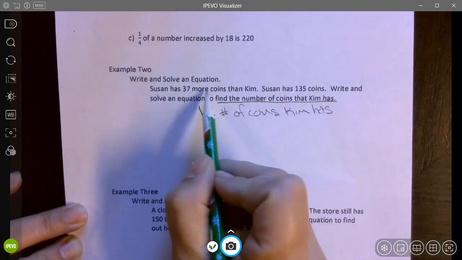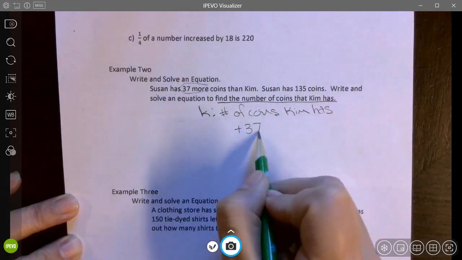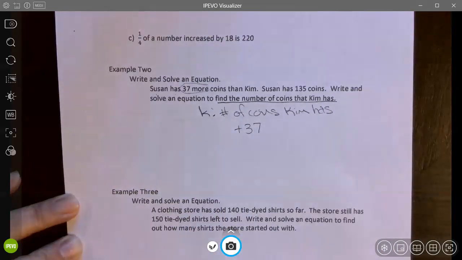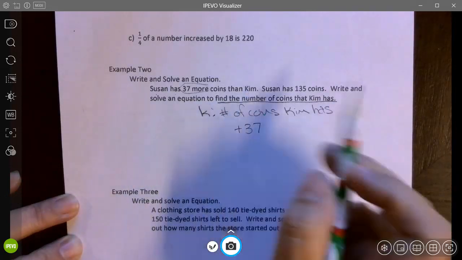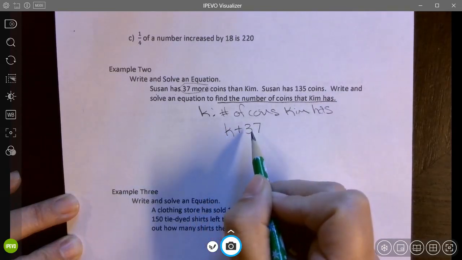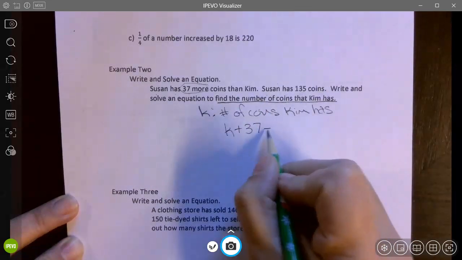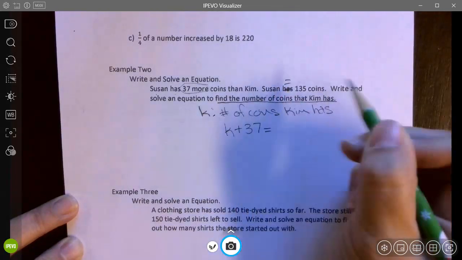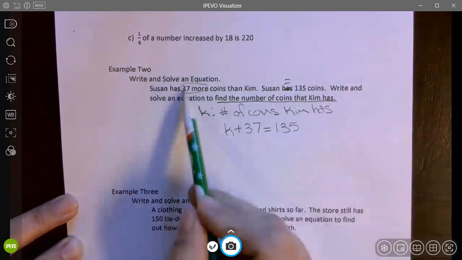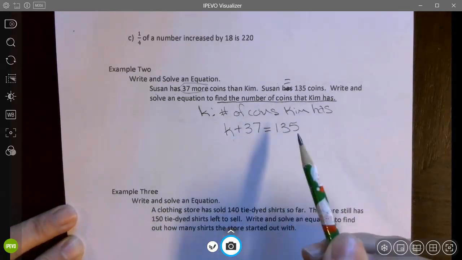Now I want to write an equation. Susan has 37 more. Remember that more or more than? I automatically put 37 more. This is how I translate it into an algebraic expression. 37 more than Kim. And we know that Kim's coins now is being represented with the variable k. And Susan has 135. Has just means equals. Susan equals 135. So Susan has 37 more than Kim, and it equals 135. So this is your algebraic equation.